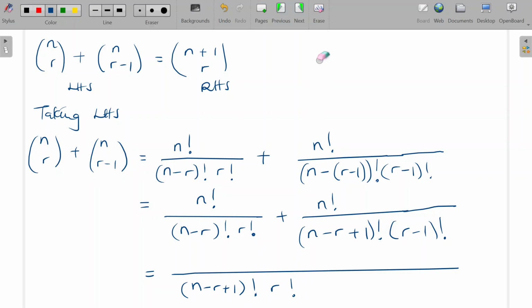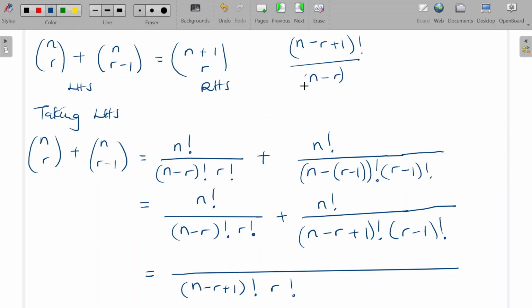Okay, let me explain. When you divide this one and this one, you've seen that the r factorial is the same, right? So these two are going to cancel if you divide them. But the issue is between these two. Because the issue is between these two, I'll do this. Which one am I dividing into? I'm dividing n minus r plus 1 factorial with n minus r.